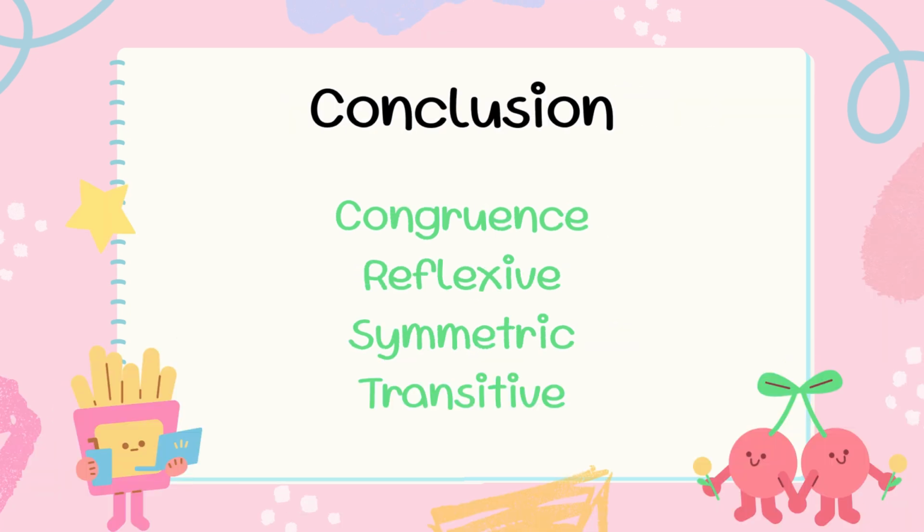Conclusion. In conclusion, congruence means having the same remainder when divided by the same number. The three properties of congruence are reflective, symmetric, and transitive.